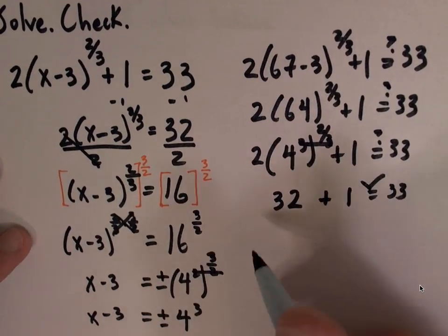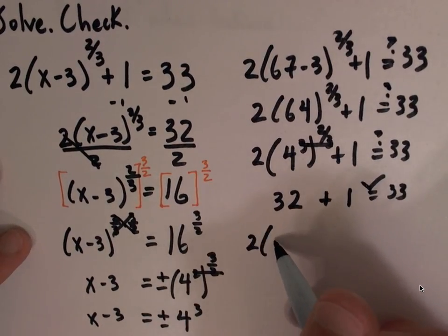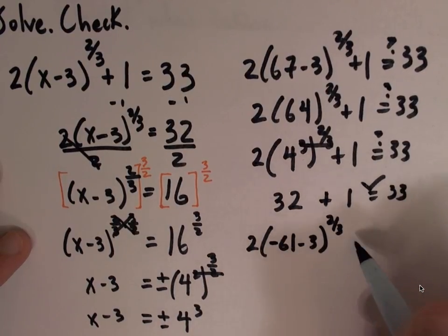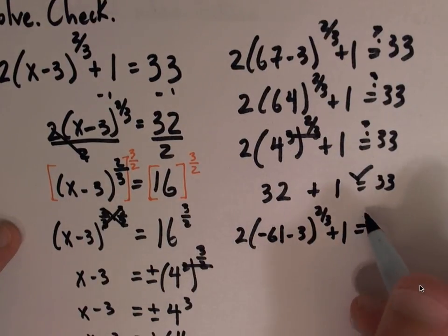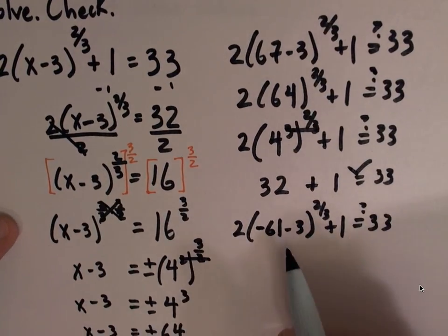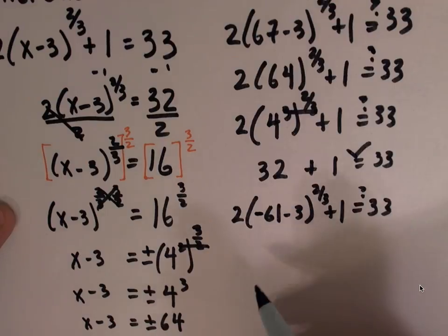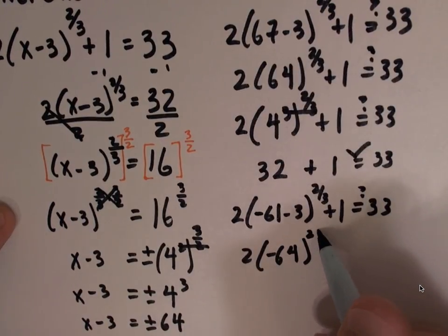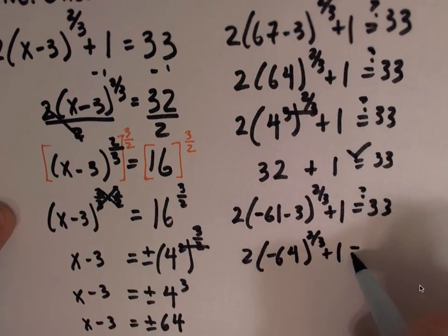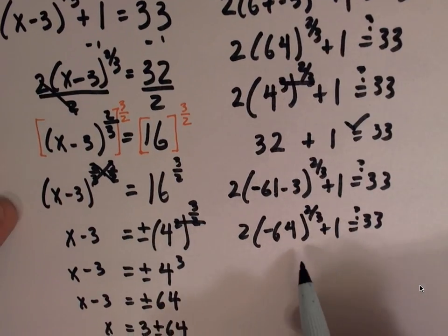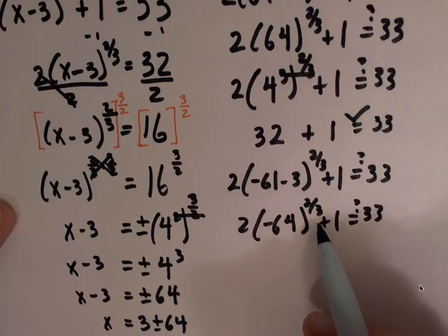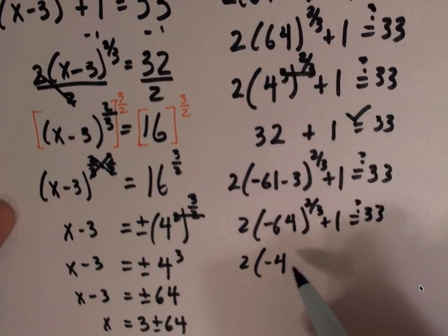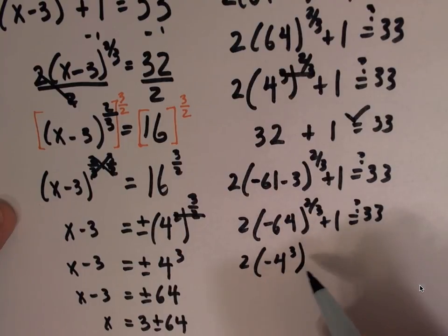Let's try the negative 61 now. Negative 61 minus 3 to the 2/3 plus 1. Does that equal 33? Well, we get negative 61 minus 3, so 2 times negative 64 to the 2/3 plus 1. Does that equal 33? So let's rewrite this as something to the 3rd power. Negative 64 is going to be negative 4 to the 3rd power.